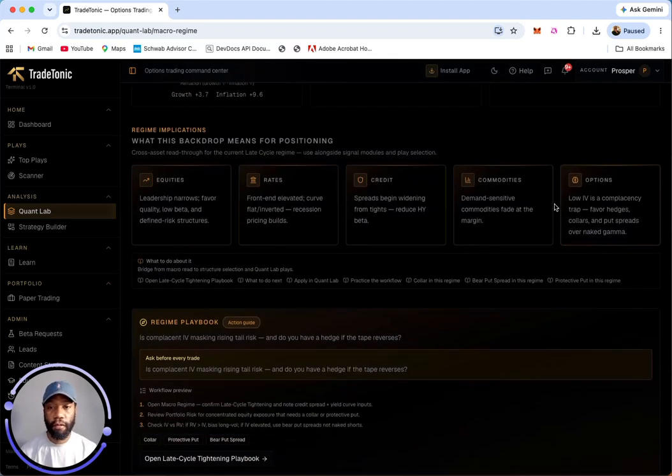Now, getting back to the macro factors, some regime implications. What does this backdrop mean for positioning? Going back to what I was saying earlier, as a fund manager and for you as an options trader managing your portfolio, we don't look at things in a silo. A lot of the platforms out there just advise, hey, trade these options on NVIDIA, or execute this vertical on Apple, or do this statistical arbitrage trade on Microsoft and the SPYs. What we like to say is we look at the macro features and we work our way down, right?